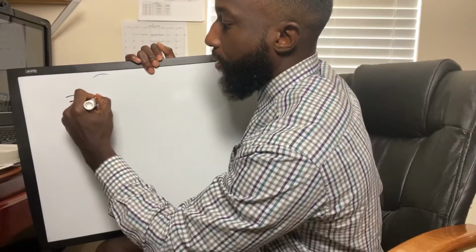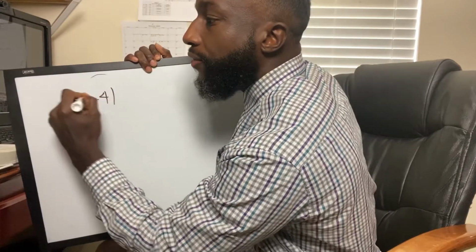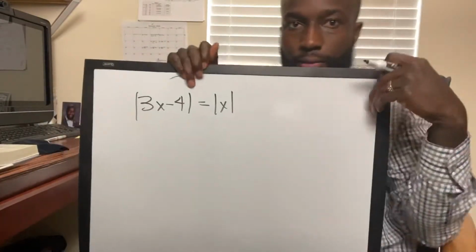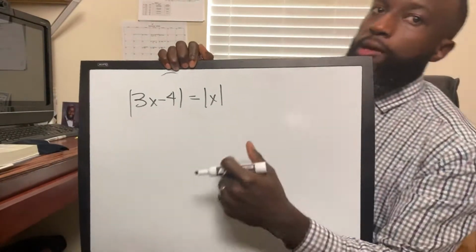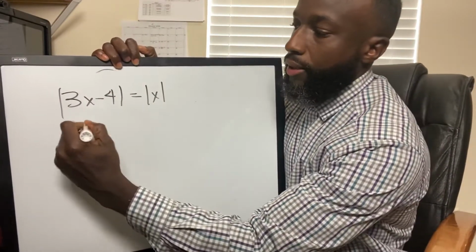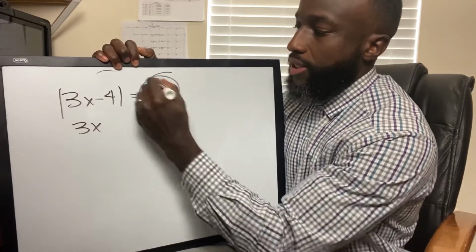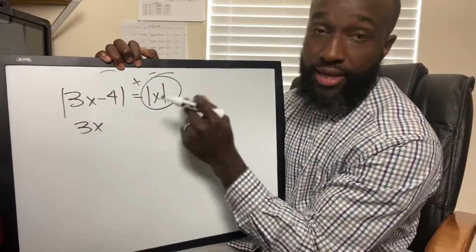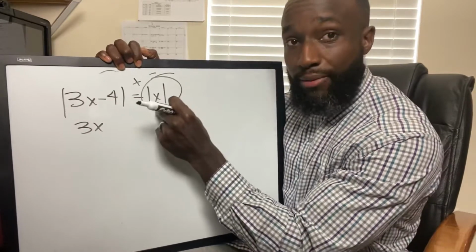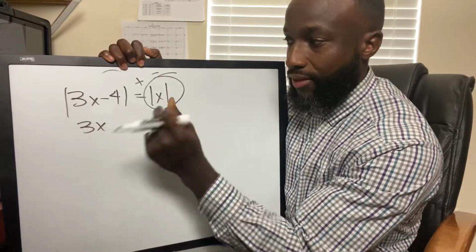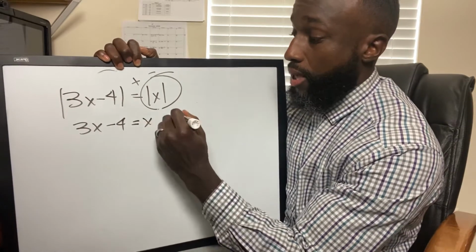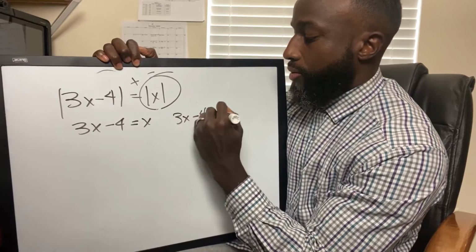So the absolute value of 3x minus 4 equals the absolute value of x, right? That's your equation, okay? When you have this, you're gonna solve 2 equations again. So the 2 equations are gonna be, this side becomes positive and negative. That's it, every time, positive and negative. But on this side, only the absolute value term does become positive and negative. So here we got 3x minus 4 equals x, and 3x minus 4 equals negative x.